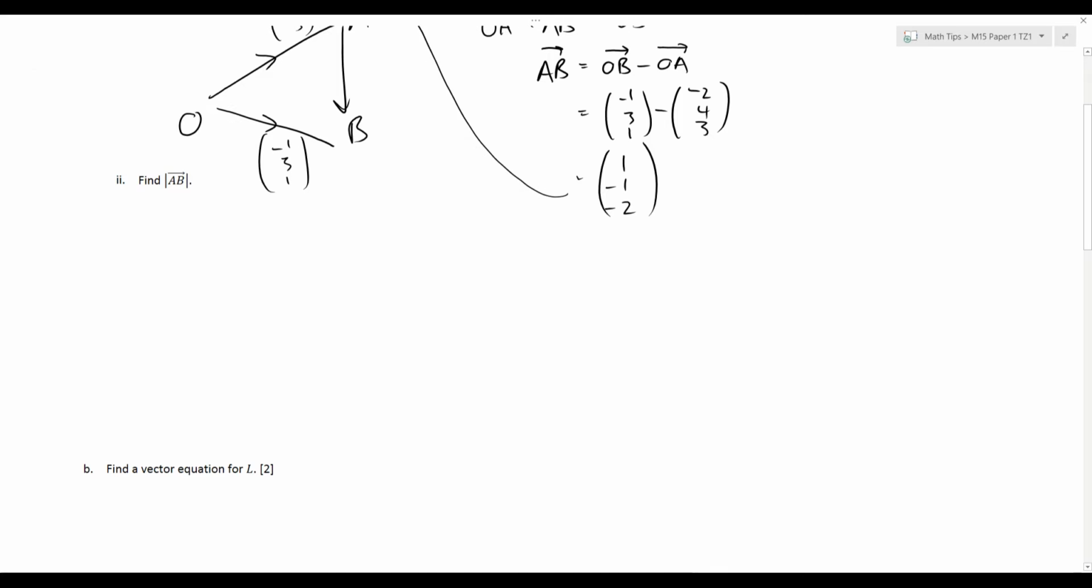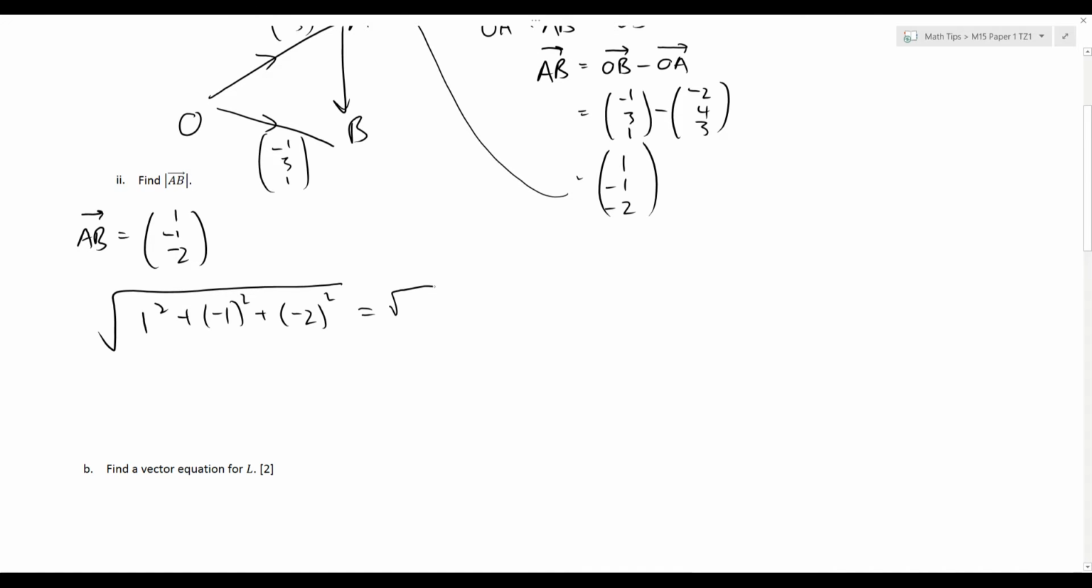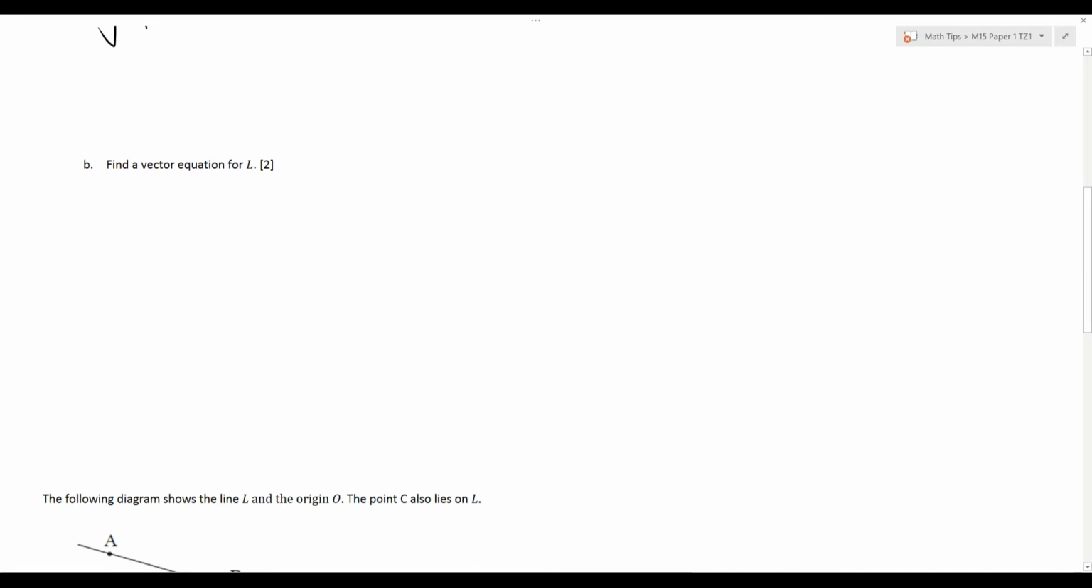Alright, moving on. We're asked to find the magnitude of AB. So the magnitude of AB is very simple. We recall that we have this as AB. What we're going to do is go for 1 squared plus (-1) squared plus (-2) squared, and we take the square root, and that is how we find the magnitude, or what we call the distance between A and B, which is simply root 6. Okay, so let's keep going.